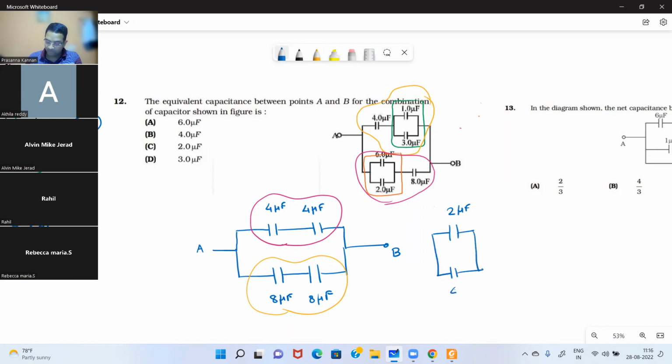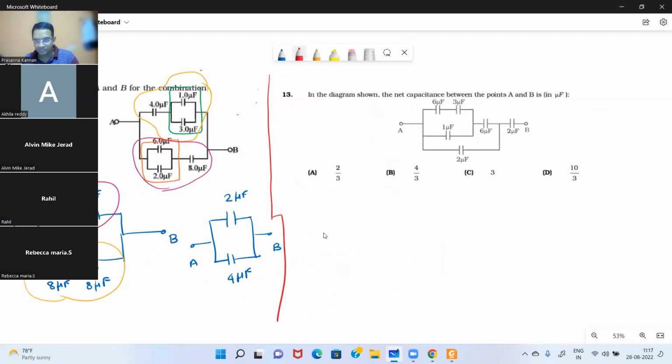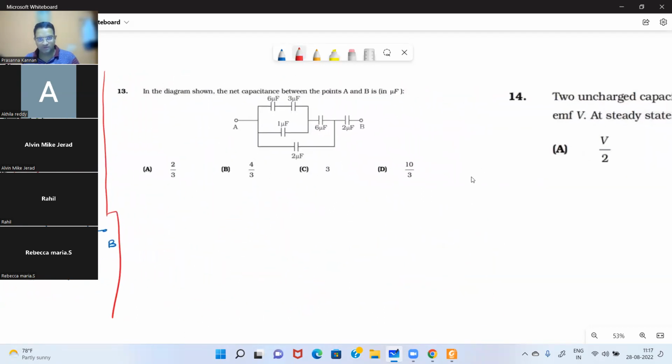in parallel with 4 microfarad. Therefore, what will be the answer? 2 and 4 are in parallel. So what will it be? Yes, go ahead. It's going to be 6 microfarad, right? Yes. Let's go to the next question now.